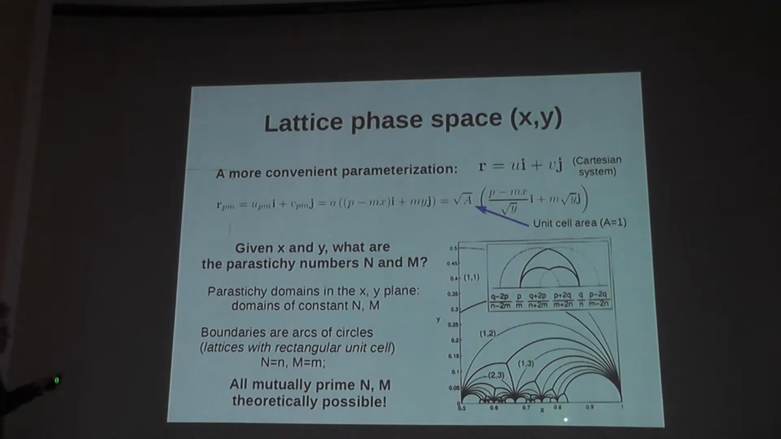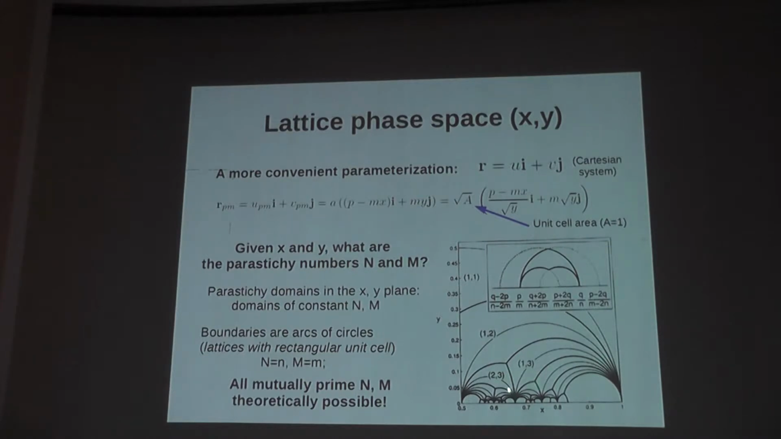So x, which is angle, and y, which is height, parameterize all the lattices. If you work out the geometry to find where the lattices with different numbers of spirals are, you find this interesting arrangement: there are regions in each of which the number of right-hand and left-hand spirals is constant, and these regions look in this funny way.